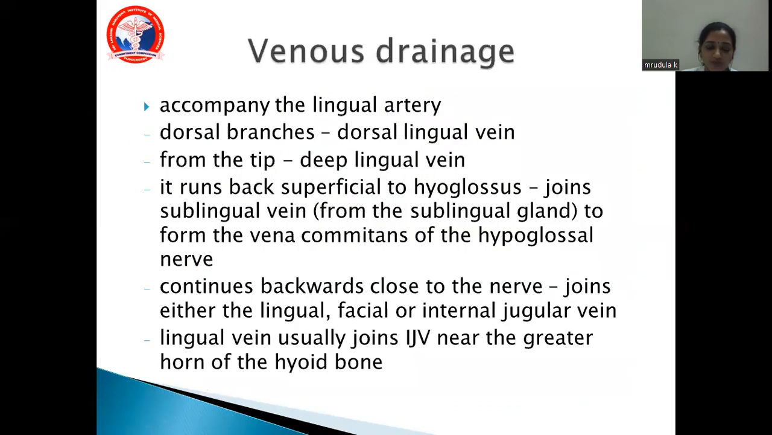Venous drainage accompanies the lingual artery. There are dorsal branches which drain into the dorsal lingual vein, and from the tip they drain into the deep lingual vein, and this vein runs back superficial to the hyoglossus and joins the sublingual vein from the sublingual gland to form the venae comitantes of the hypoglossal nerve. It continues backwards close to the nerve and joins either the lingual vein or facial vein or internal jugular vein. The lingual vein usually joins the IJV near the greater horn of the hyoid bone.